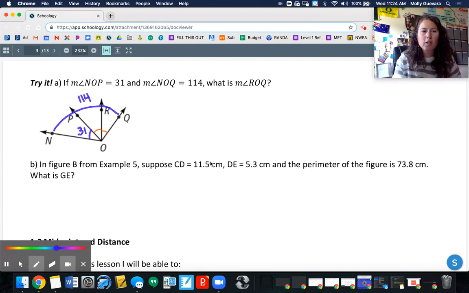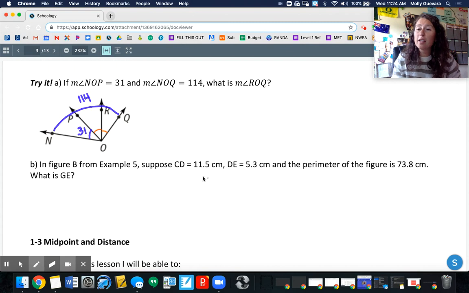Okay, so for A, hopefully you at least filled in information that you were given. You were given that N to O to P is 31, and you were given that N to O to Q is 114.